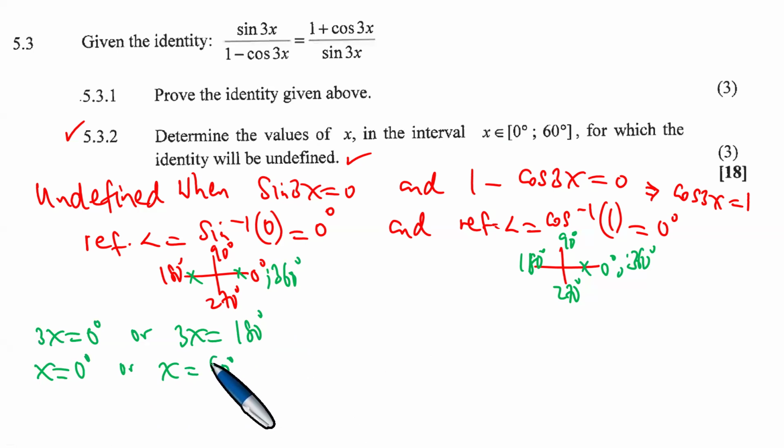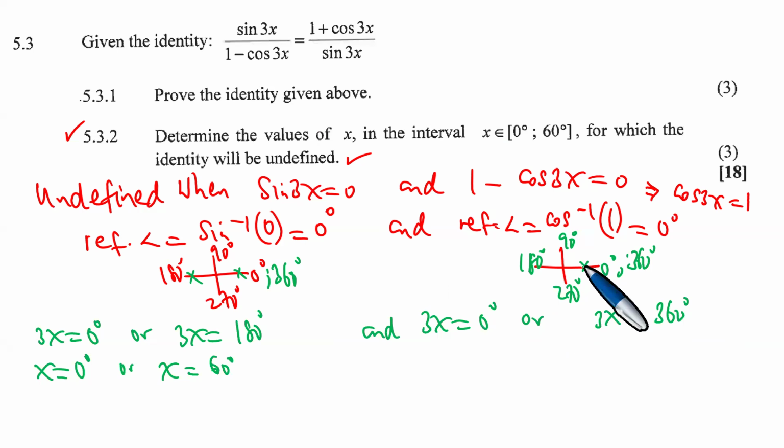So in the end, what do we have here? Now you have cosine 3x equals 1, and it means what? We found that the reference angle is 0 degrees. So if the reference angle is 0 degrees, it means that 3x is equal to 0 degrees, right? Or we can say 3x equals 360 degrees. We noted that cosine 3x is 1 at 0 degrees and 360 degrees simultaneously.